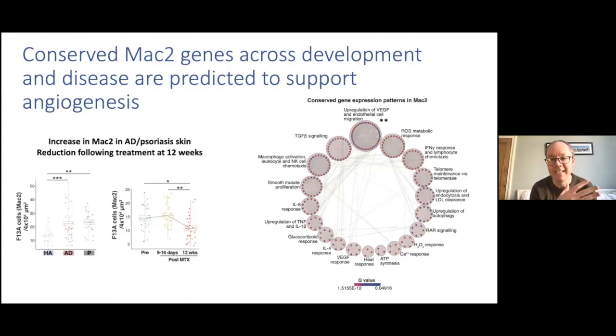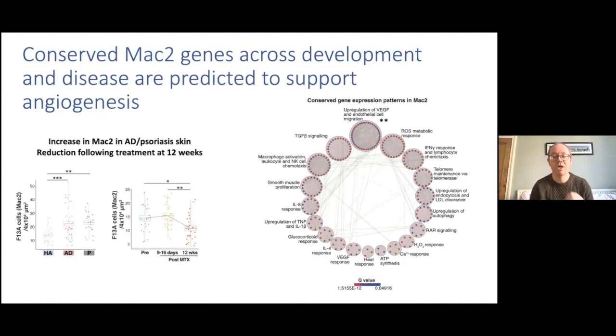We sought to validate this MAC2 phenotype. F13A is a marker that picks out this disease-associated MAC2 population. So we performed microscopy of disease skin and found that there was an increase in this MAC2 population in atopic dermatitis and psoriasis. Furthermore, following treatment with methotrexate, this population was decreased. But what's it doing?